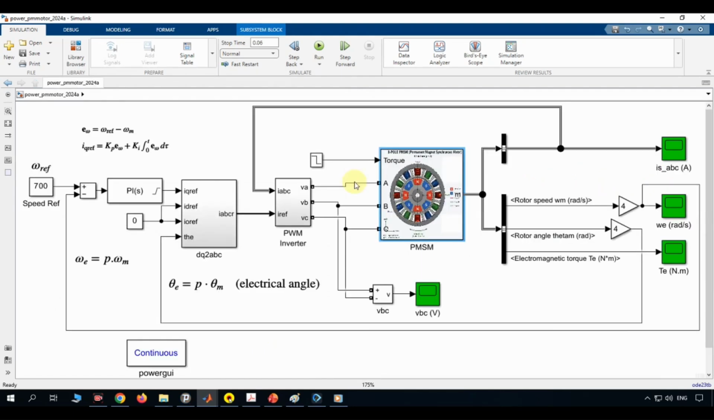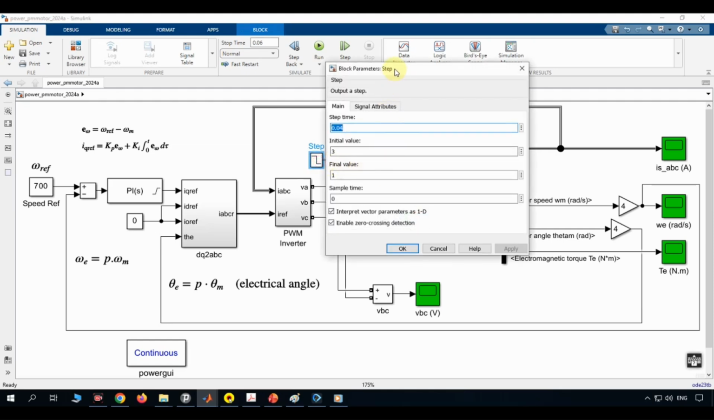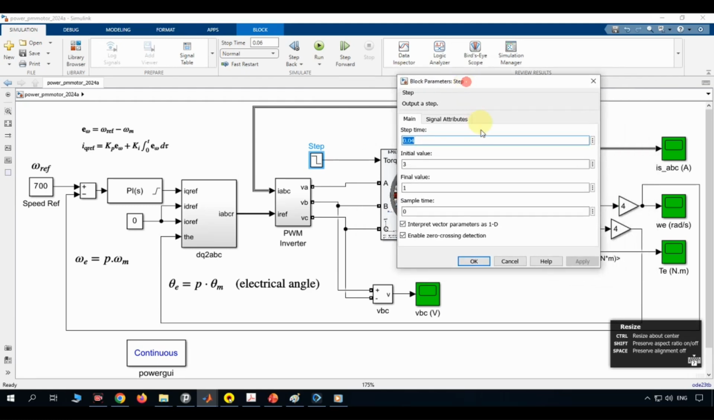Before we run the simulation, look at the mechanical input port, labeled TM. This is the load torque applied to the shaft, and it's driven by a step block. From time 0 until 0.04 seconds, the load torque is 3 newton meters, a fairly heavy load for a motor this size. Then, at exactly 0.04 seconds, the load suddenly drops to 1 newton meter.